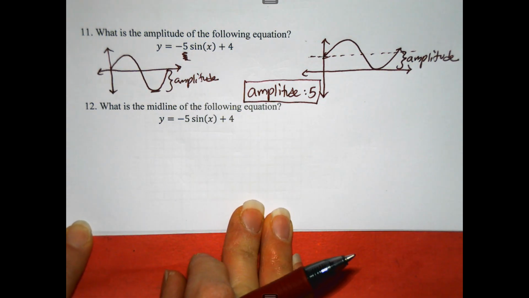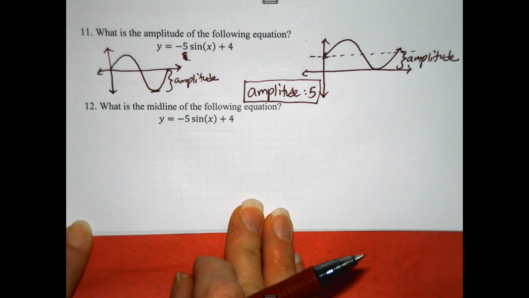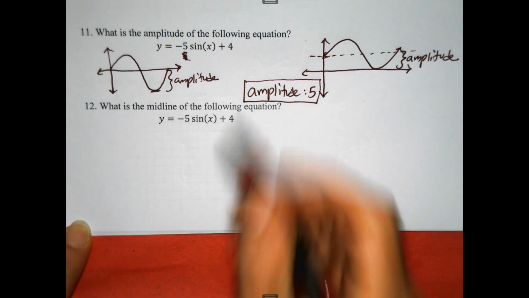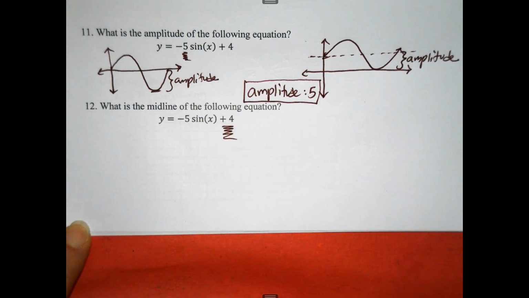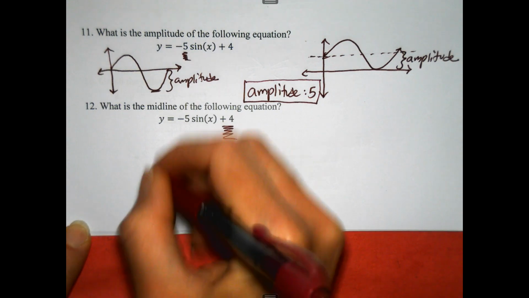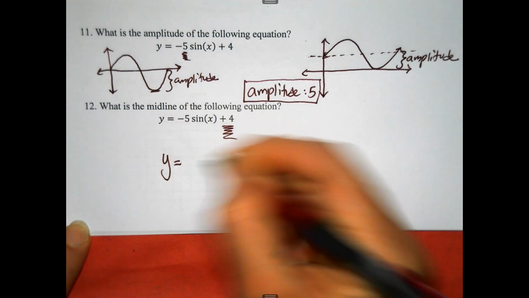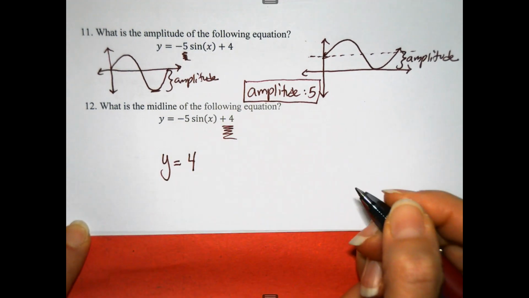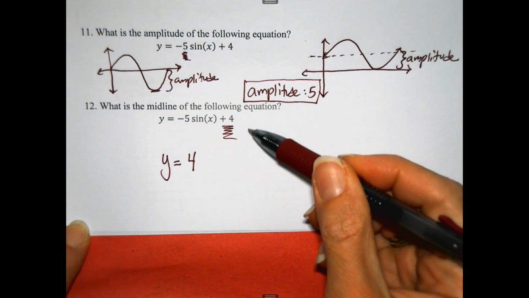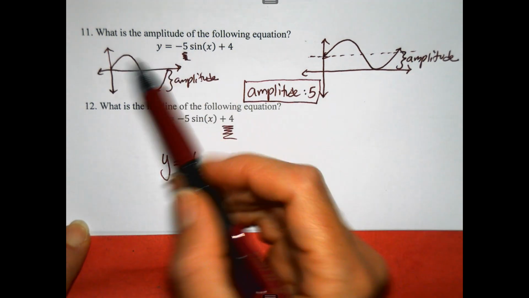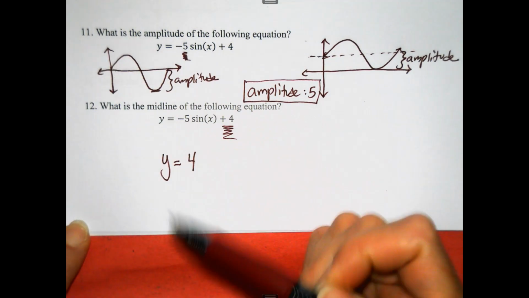In problem number 12, it asks us, what is the midline of the following equation? Or in other words, it's asking you, what is that vertical shift? Our K value gives us our vertical shift. So the equation of that midline is going to be y is equal to +4, since we are shifting our graph up from 0, 4 units.